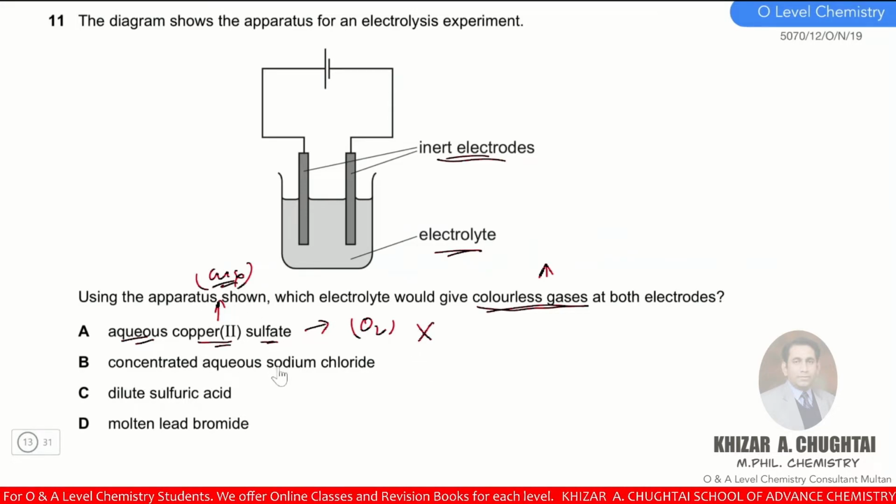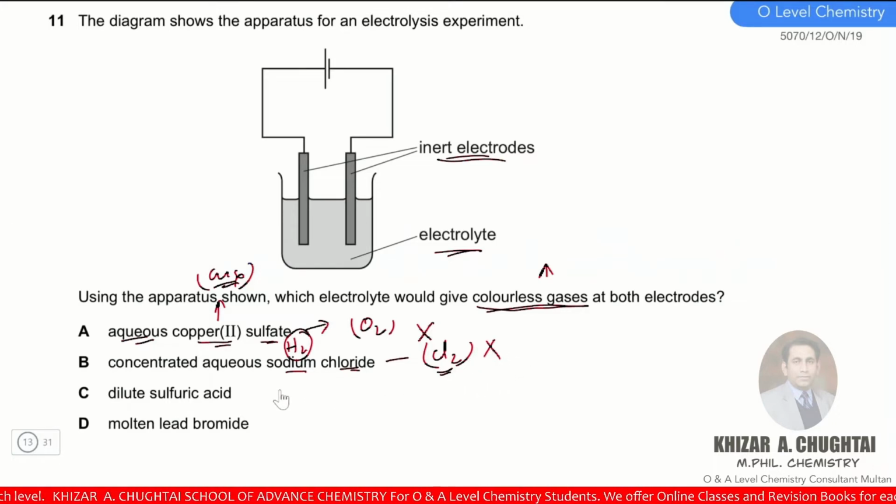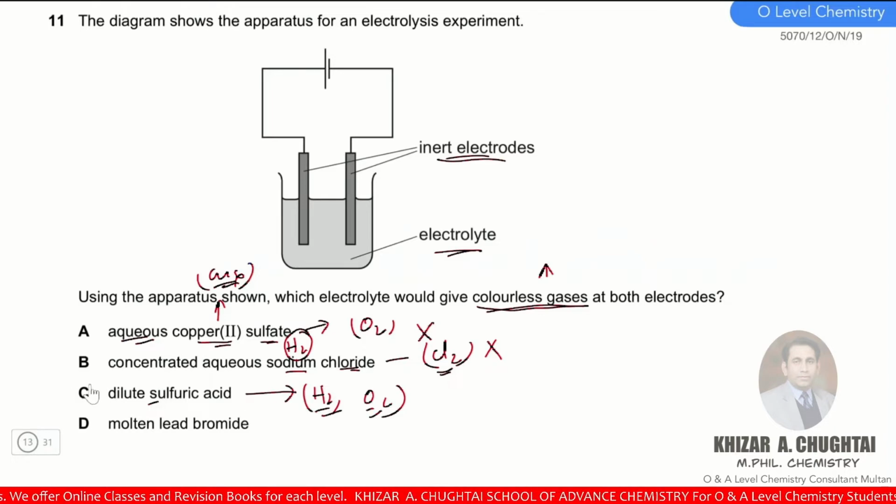In this case, concentrated aqueous sodium chloride. In this concentrated solution, Cl2 is going to form and hydrogen is going to form. This Cl2 is not colorless. Dilute sulfuric acid: because of the sulfate ion, it is oxygen, and because of the hydrogen, the next one is hydrogen gas. Yes, both of these gases are colorless, so C is the correct option.